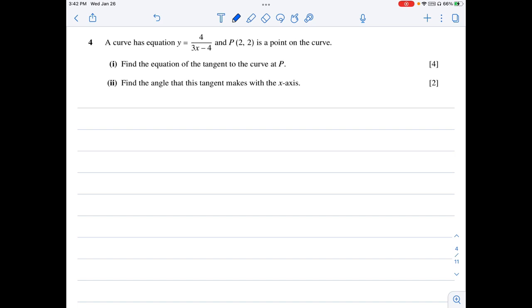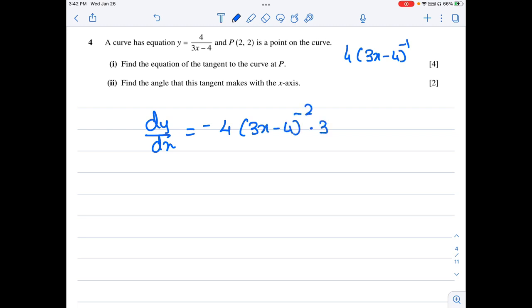Find the equation of the tangent. So first, to find the equation of a tangent, I have to find the derivative. 4 times this is 3x minus 4 whole to the power of minus 1. So minus 4 times 3x minus 4 whole to the power of minus 2. Chain rule, don't forget to multiply by 3.